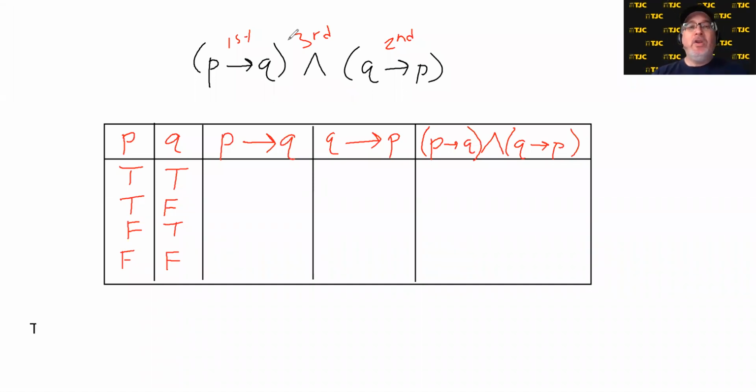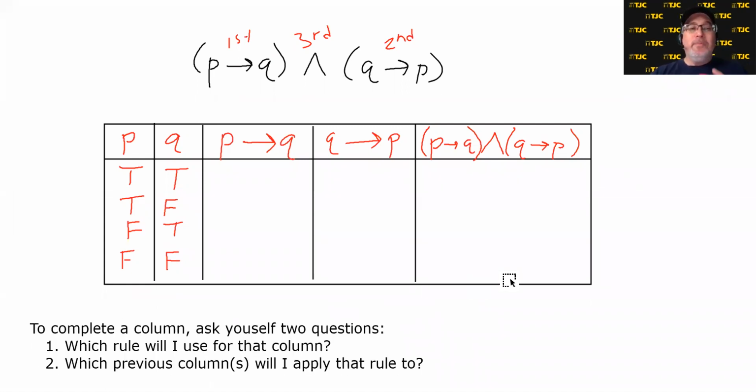Okay, now that we've got the columns labeled, it's time to undo this thing down here. To complete a column, and we're going to complete them from left to right, ask yourself 2 questions. Number 1, which rule will I use for that column? This is where the basic truth tables come into play. Number 2, which previous columns will I apply that rule to? All right, let's begin. First column, which is technically the third column, but we're not calling the first one first and the second one second.